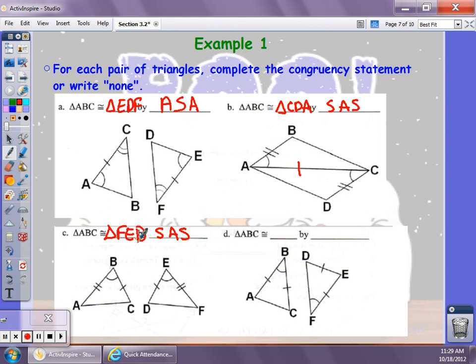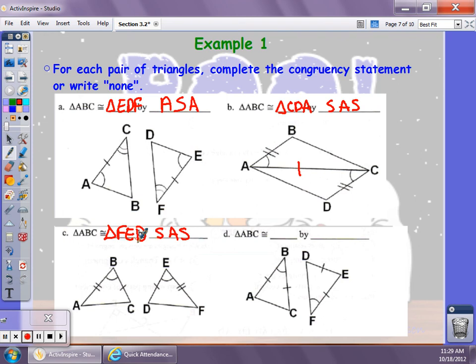With the last example, and this is a little tricky, if you look at triangle ABC, you can see you have 2 sides that are congruent to each other with an angle that is included, so in between those 2 sides. However, if you look at the last triangle, DEF, you can see you have 2 congruent sides, but the angle is not included.